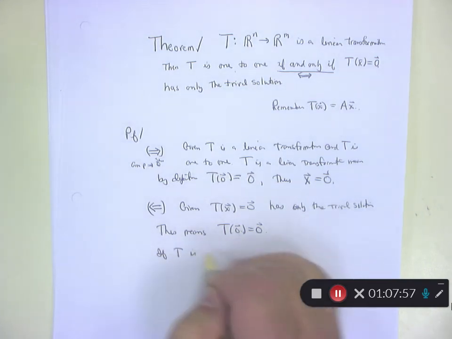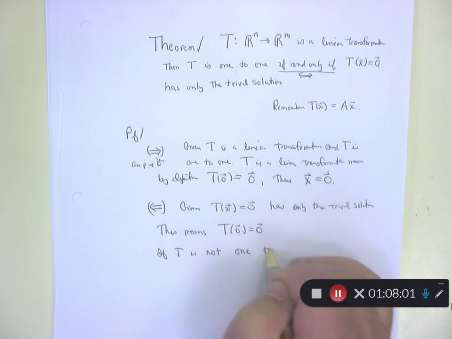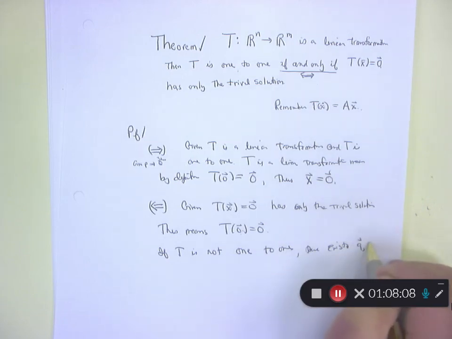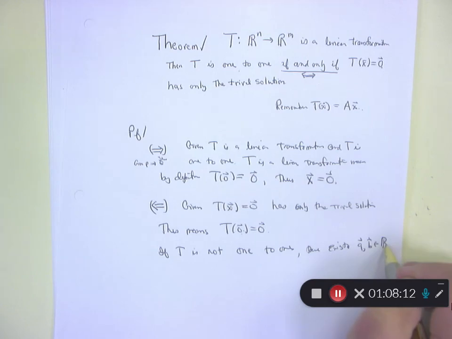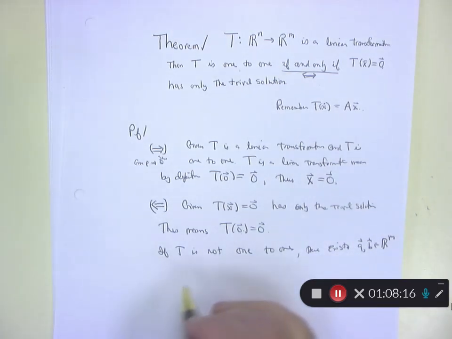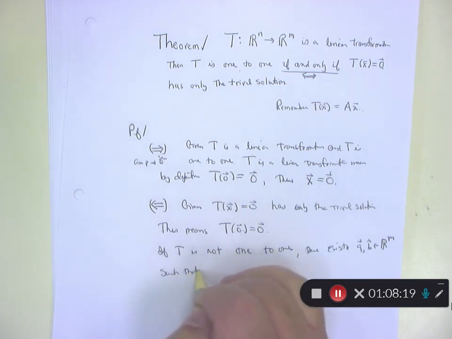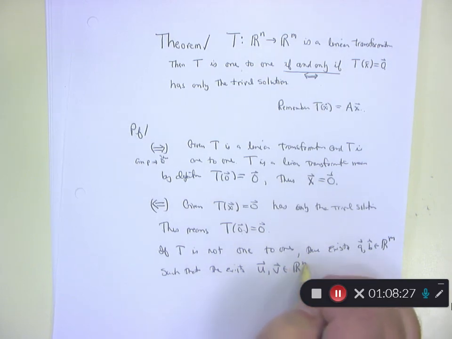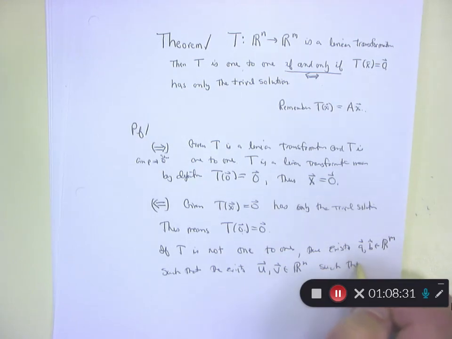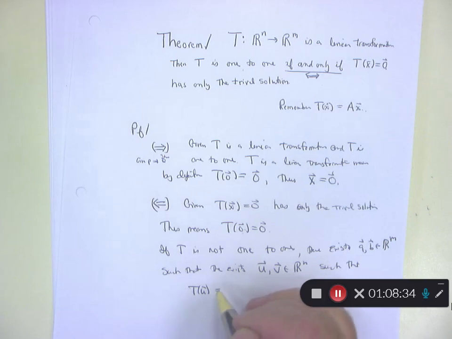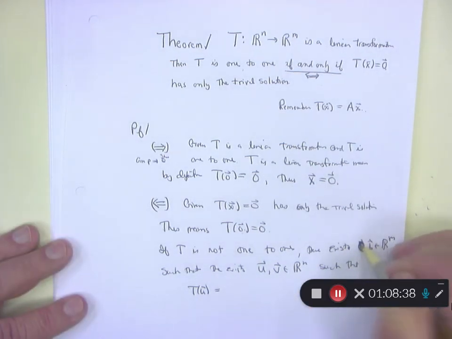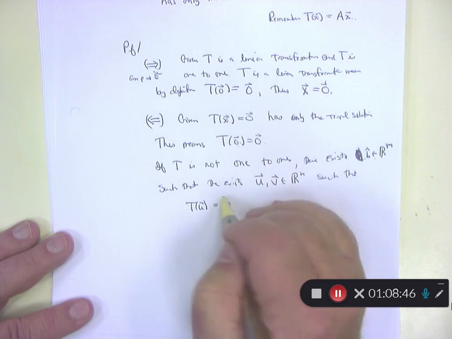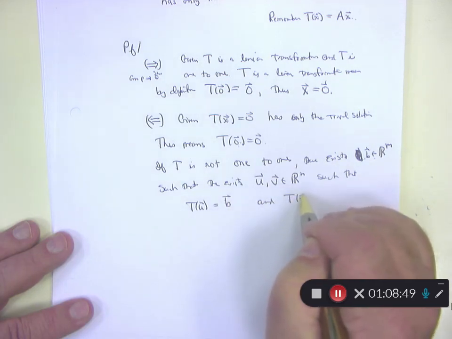If T is not one-to-one, there exist vector u and vector v in Rn such that, again, there exists a vector b, I only want one of them, vector b, an element of Rm, such that T of u is equal to b, and T of v is equal to b.